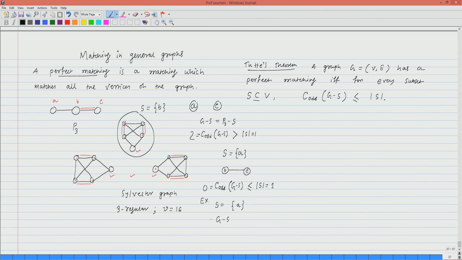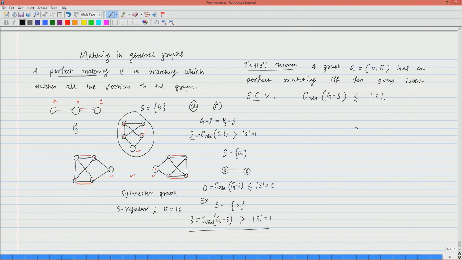So, the number of odd components of G minus S is equal to 3 here, which is greater than the number of vertices in S, which is equal to 1. So, here the Tutte's condition is violated. So, that is why this graph does not have a perfect matching. Now, in general, let me explain, just give an outline why this is the condition required for existence of perfect matching.